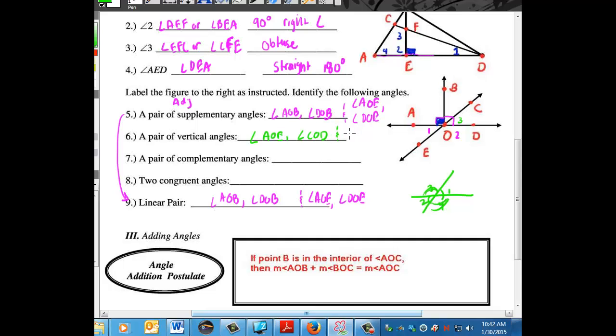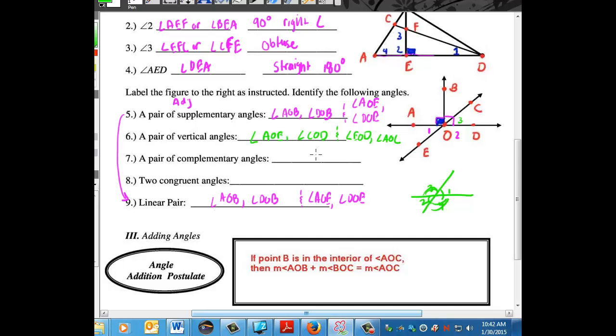I could also say that angle EOD and angle AOC would also be considered vertical angles. It's the obtuse angle. And again, just ignore AD.